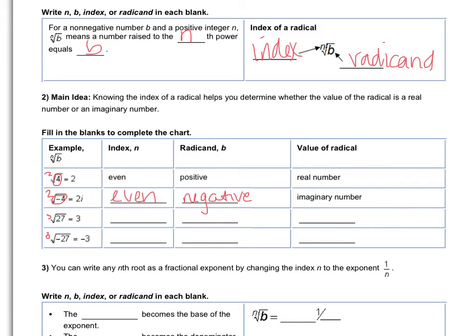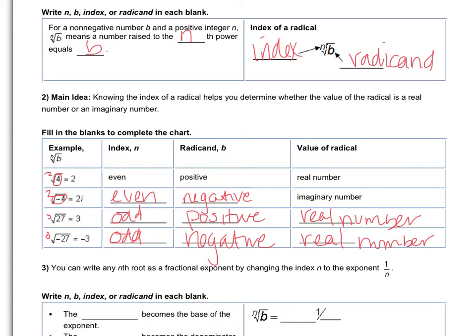However, when I start dealing with cube roots, well, a cube root is what number times itself 3 times will give you 27. So my index is odd on both of these last two, because it's 3 on both of them. For the first one, my radicand was positive, and my answer was also positive. It was a real number. And when I take the cube root of negative 27, I get negative 3, because negative 3 times negative 3 times negative 3 is going to give us negative 27. So this time my radicand was negative, and the value of the radical was a real number.